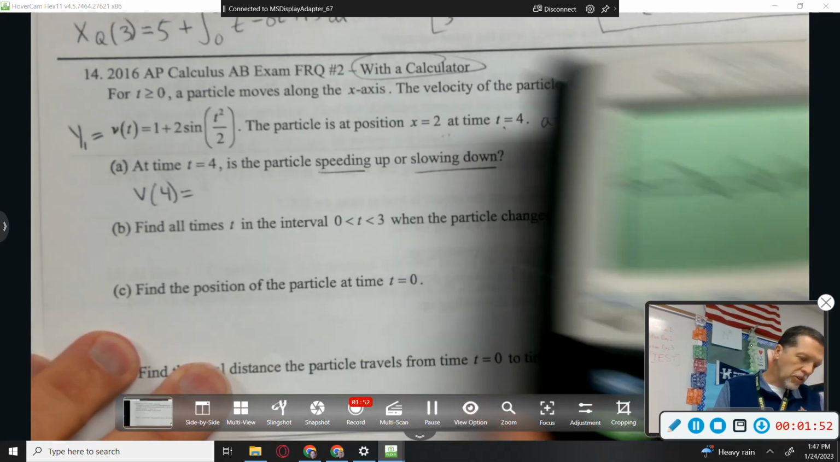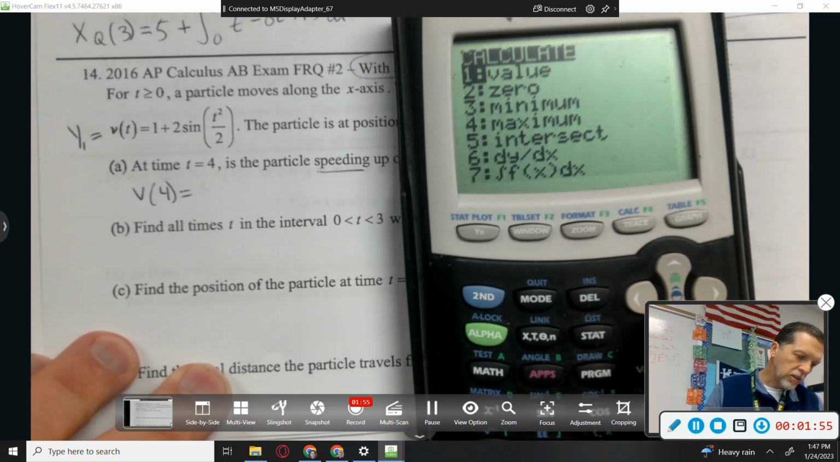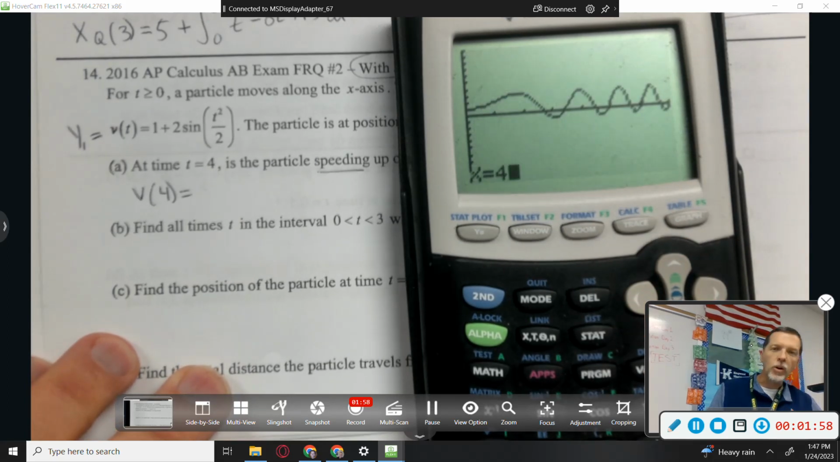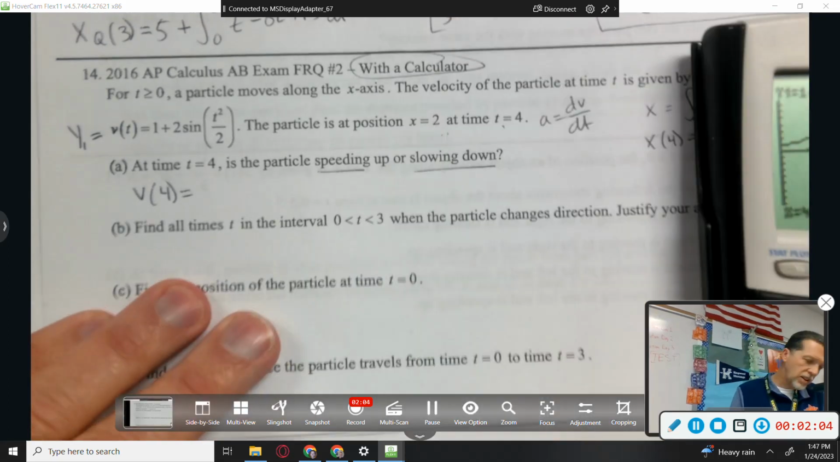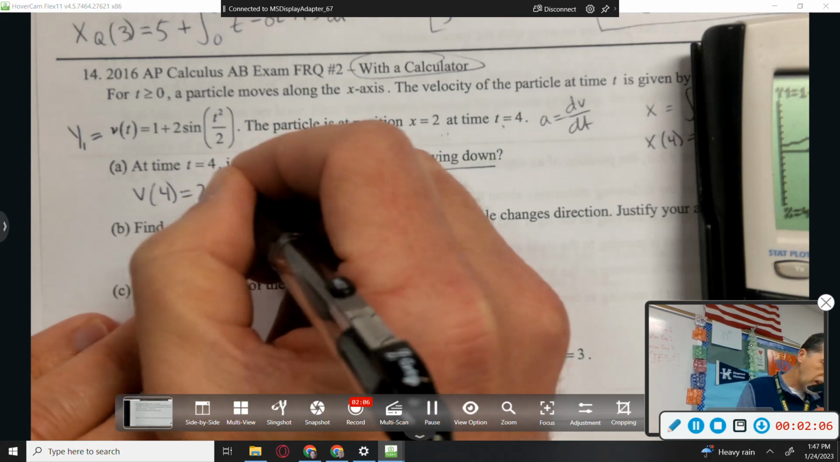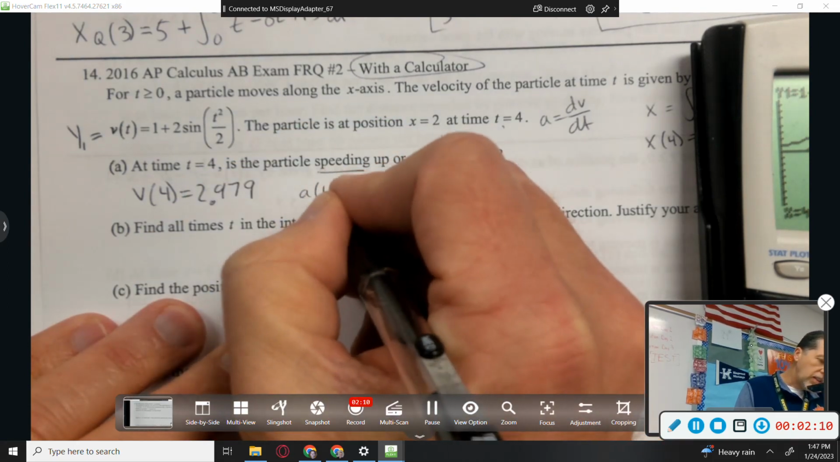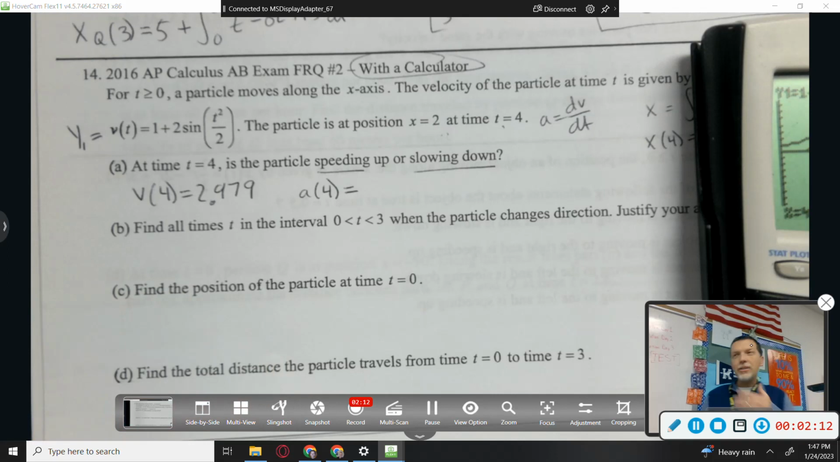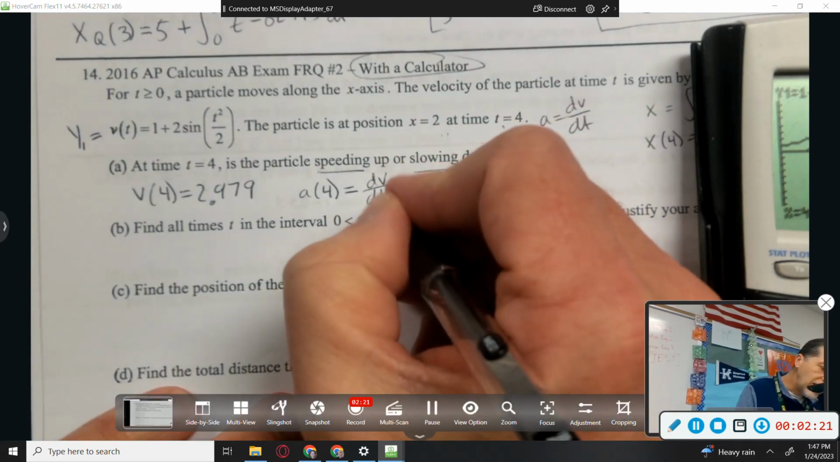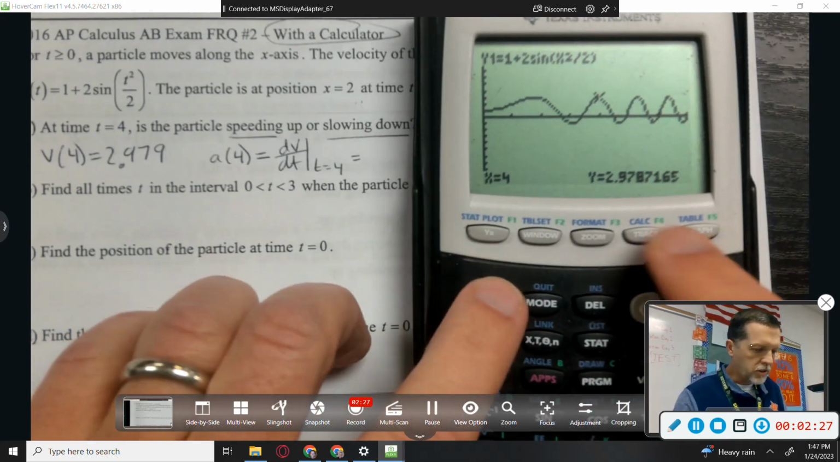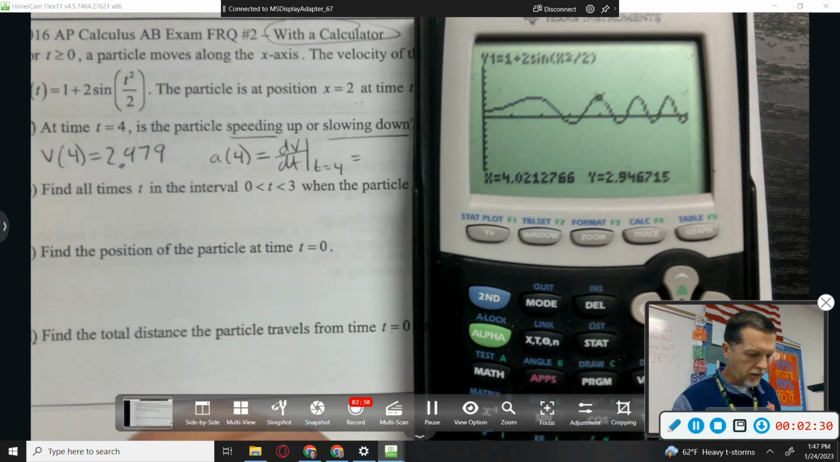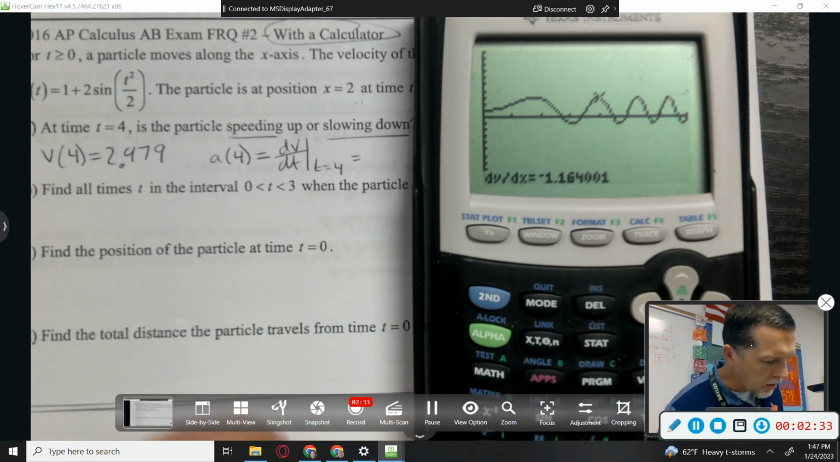Is the particle speeding up or slowing down at time 4? Second calc, I want a value at 4. And the velocity at 4 is 2.979. The acceleration at 4: now, I do need to tell the grader where I'm getting the acceleration. Even though the calculator is going to do the work, I've got to tell them what I did. So that's dv/dt at t equals 4. So second calc, dy/dx at 4 is negative 1.164.